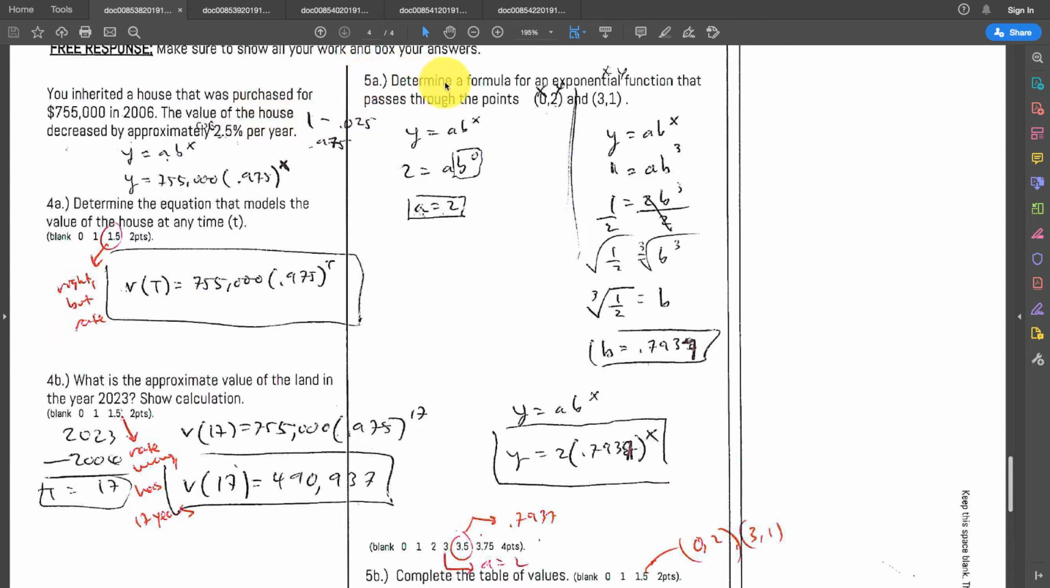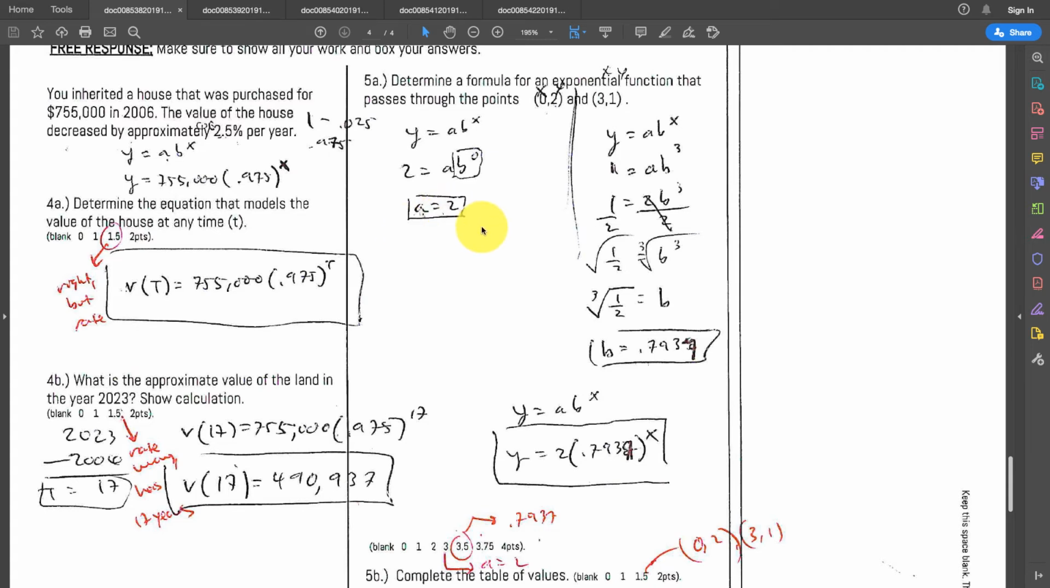All right, question number 5. Determine a formula for an exponential function that passes through the points (0, 2) and (3, 1). Hopefully you noticed that (0, 2) was a y-intercept. And essentially that's your starting point. So your a value is actually 2.